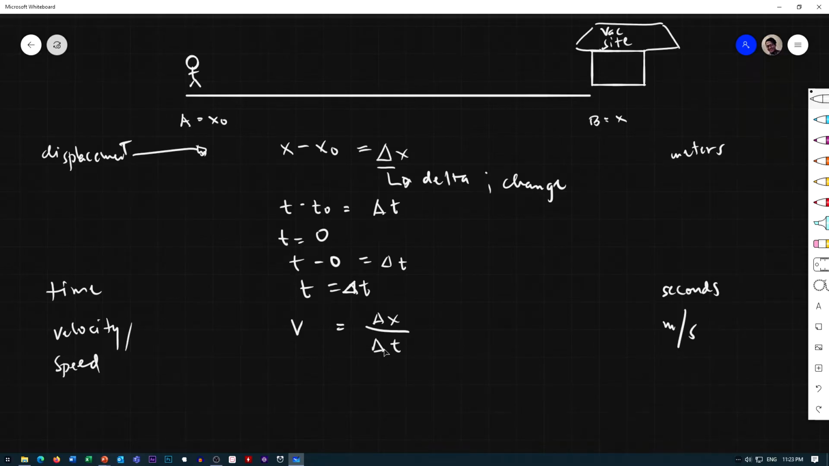Then of course, we have the second definition of motion, which is acceleration. So this is the rate of change in velocity. Let's say, from this point to this point, you were just walking.